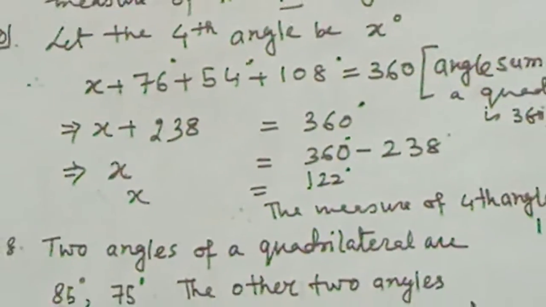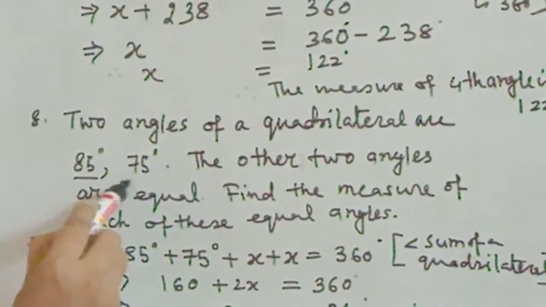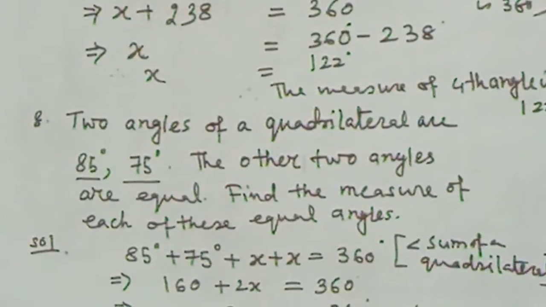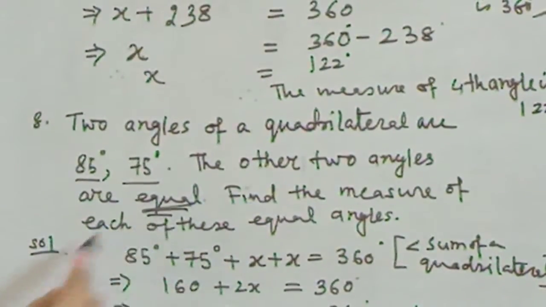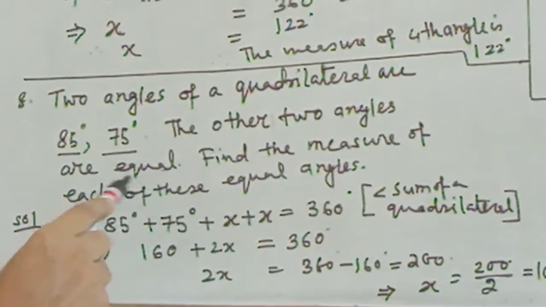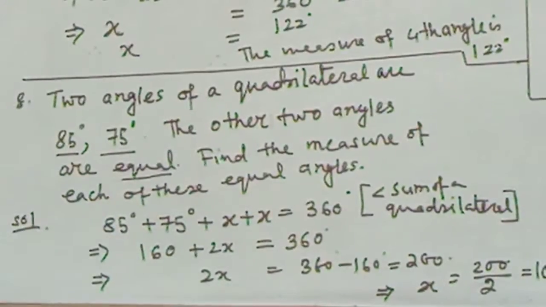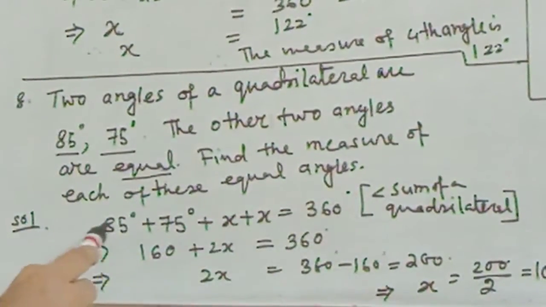Now come to the next question. Two angles of a quadrilateral are 85 degree and 75 degree. Two angles are given and the other two angles are equal. Find the measure of each of these equal angles.